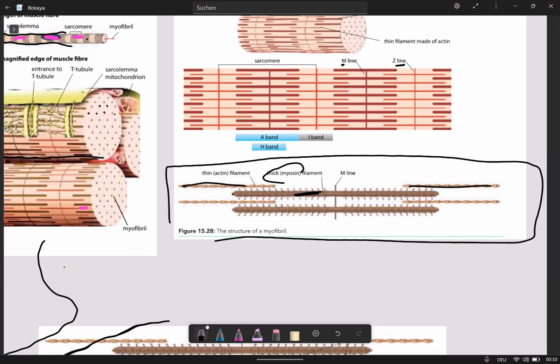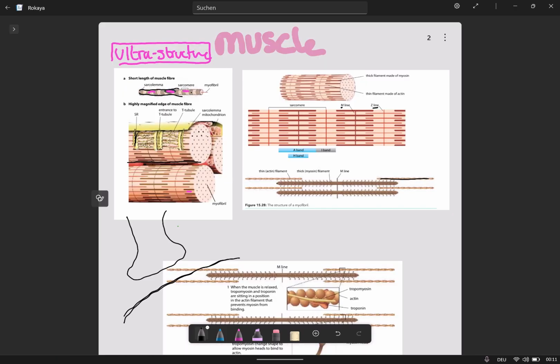And the thick part is called the myosin. It's a thick fibrous protein with a globular head. So this is the globular head, the one you can see here. This globular head is what has the ATPase that we're going to use later. We have a lot of mitochondria because we need a lot of energy.